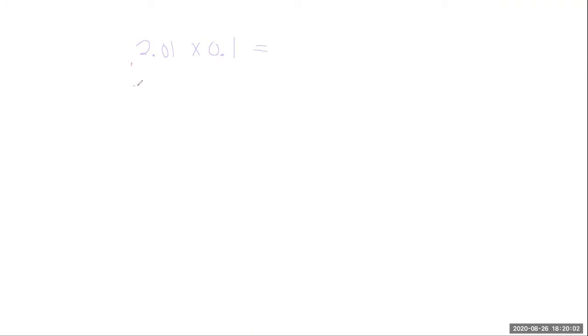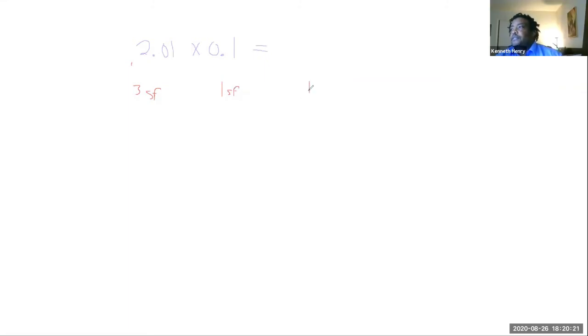So let's say we have something like this. Okay, so this number here, how many sig figs does it have? 3. Okay, so it has 3 sig figs. I'm going to use SF for short. 3 SF. Okay, what about this guy? 1. Okay, which one has the least number of sig figs? 0.1, and it has 1 sig fig. So my answer is going to have 1 sig fig. Okay, so if we multiply this number by this number, what is my answer?